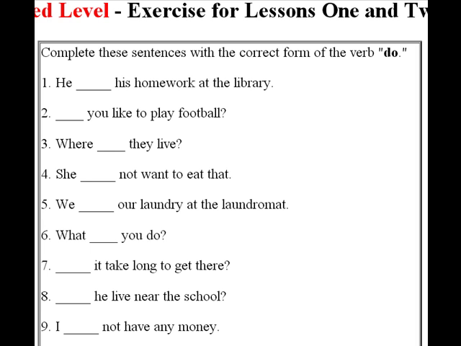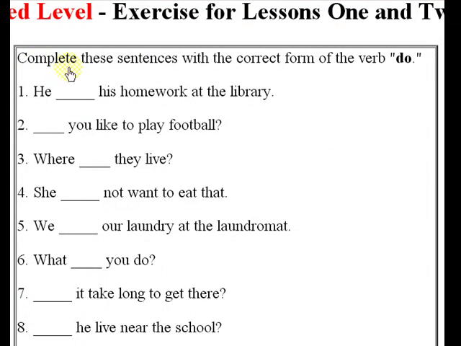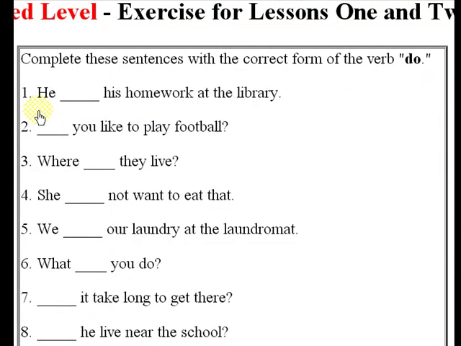Now that you know everything about do, let's check it out. Here's a series of exercises for lesson 1 and 2. Okay, it says up here, complete these sentences with the correct form of the verb do. Okay, number 1, what do you think? The answer is, he does his homework at the library. Remember, the do changes only in the third person. Number 2, let's try that one.